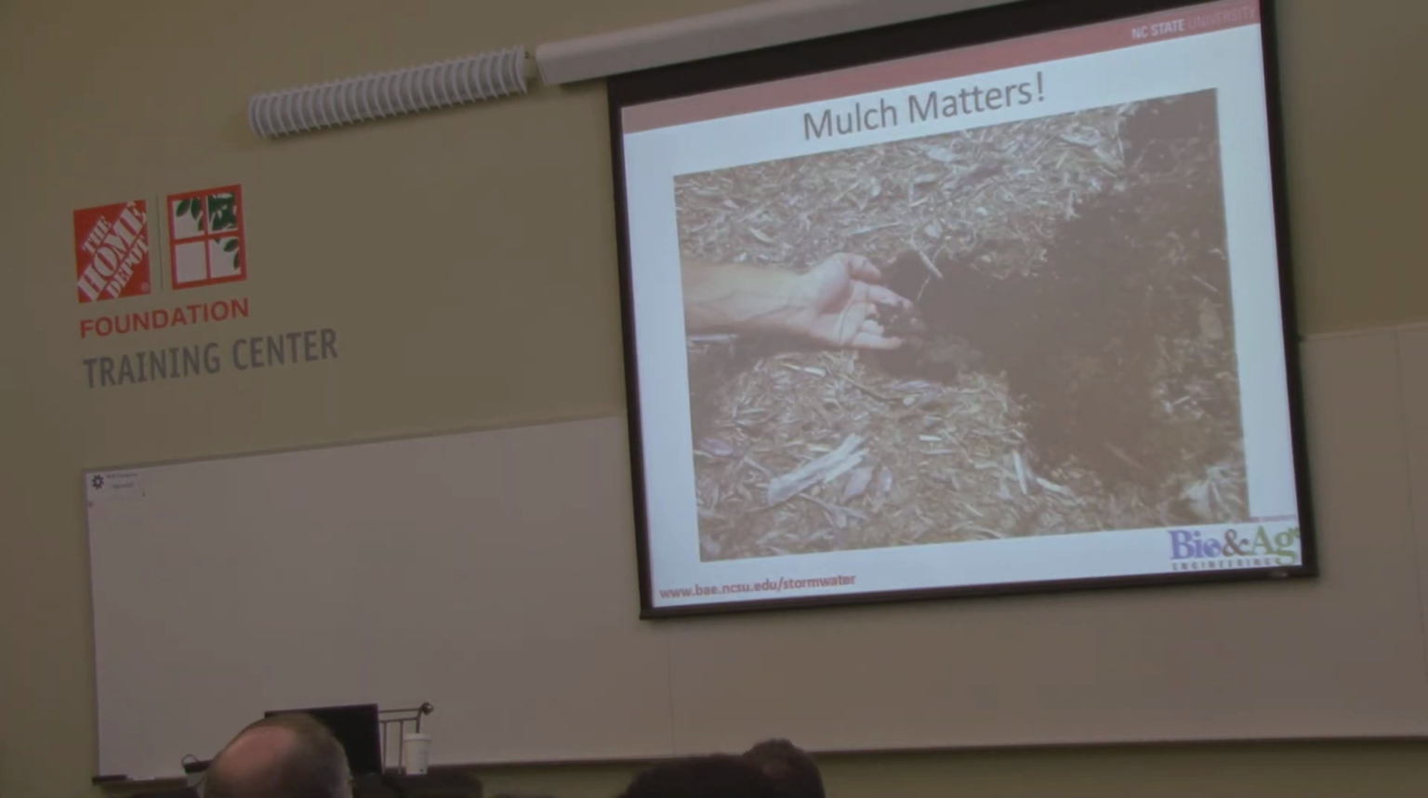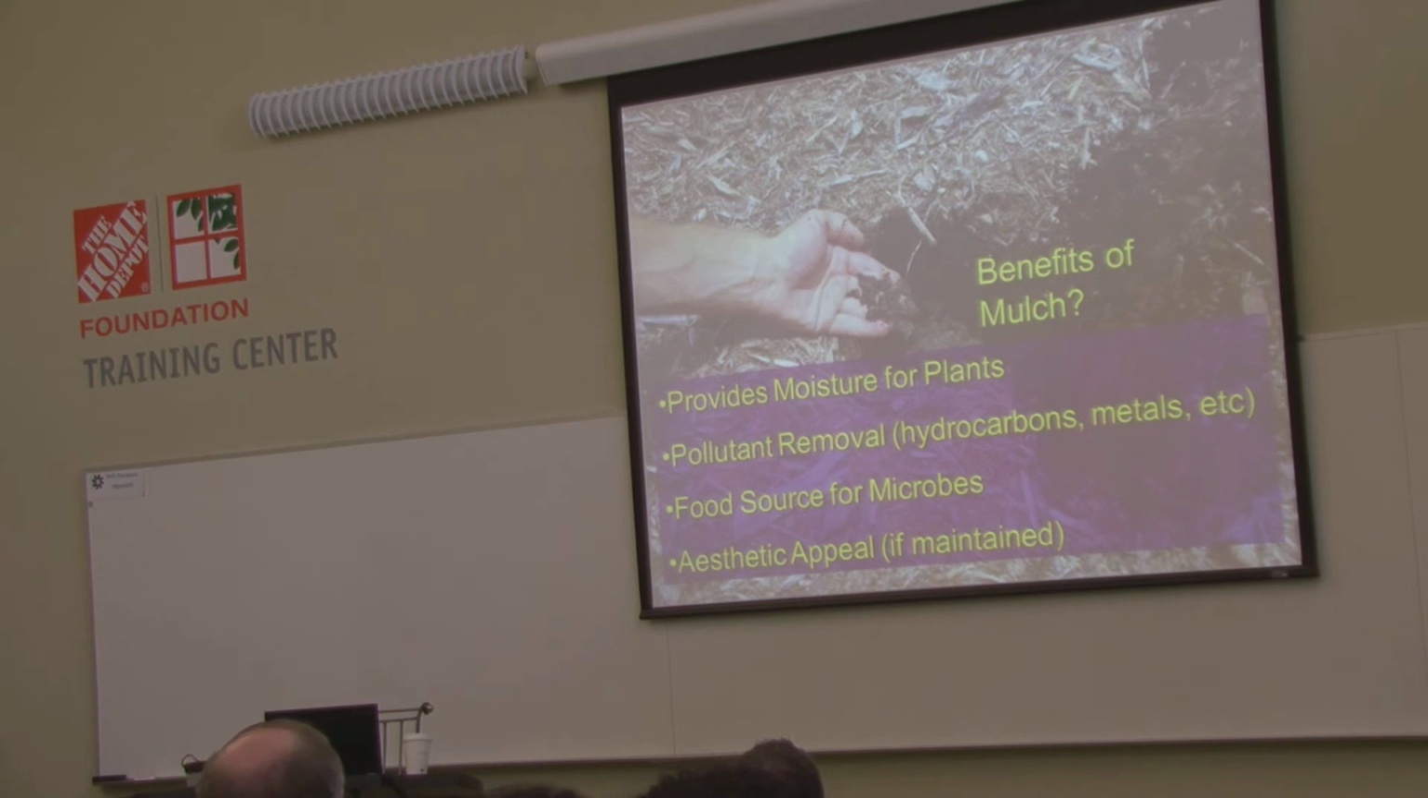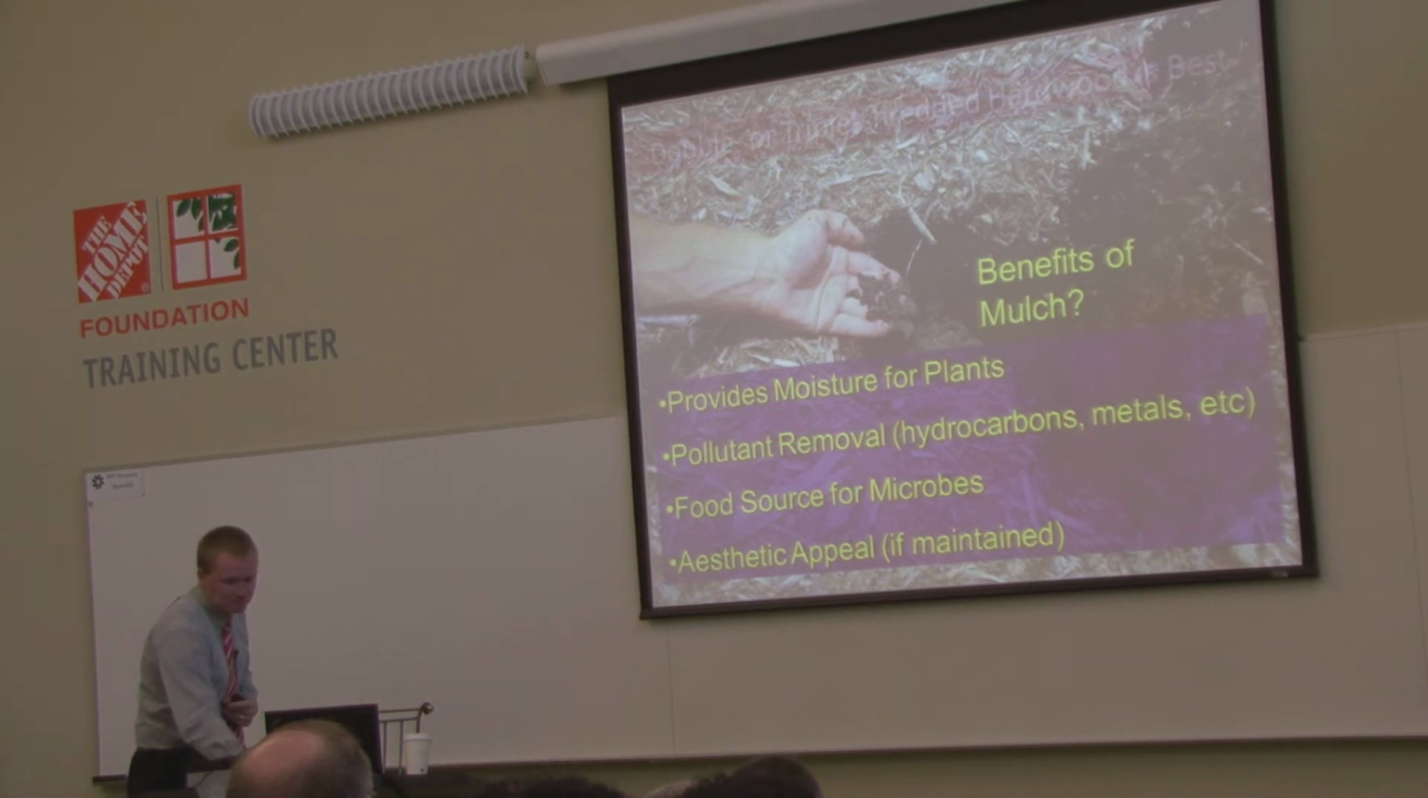Mulch does matter. You do need mulch in these systems. When you have a tree shrub mulch type system, there's a lot of benefits. They provide moisture for plants, obviously very similar to what you'd have in a typical planted bed. You have pollutant removal that occurs in the mulch layer. There's a lot of organic matter, and so you do get hydrocarbon and metal removal in this mulch layer. And then obviously aesthetically it looks more pleasing as well.